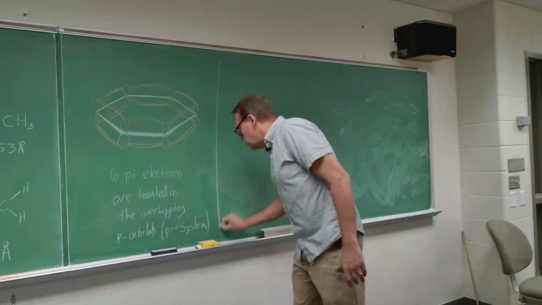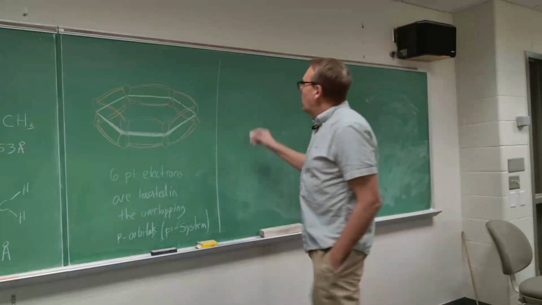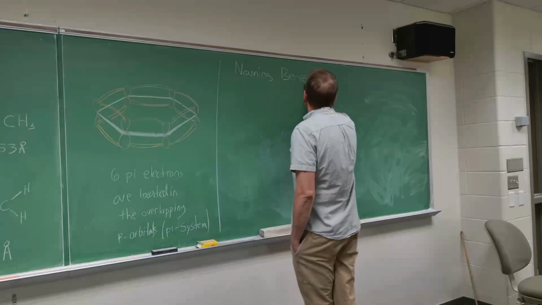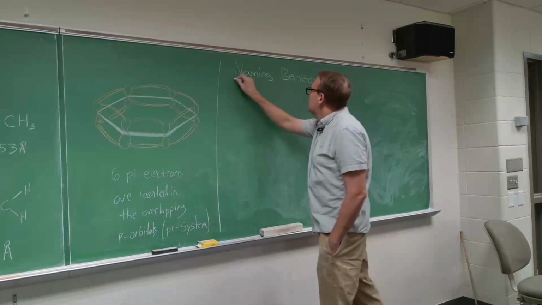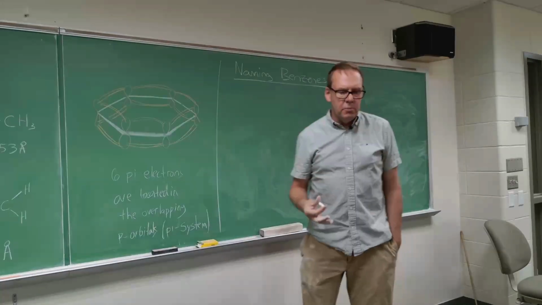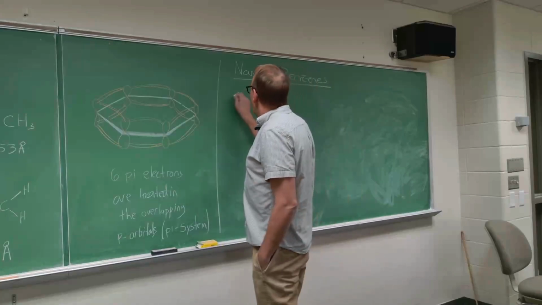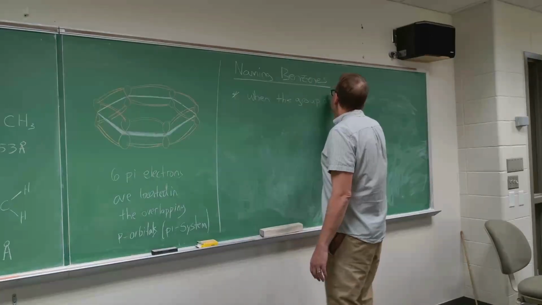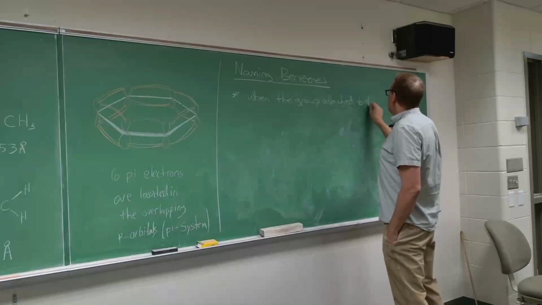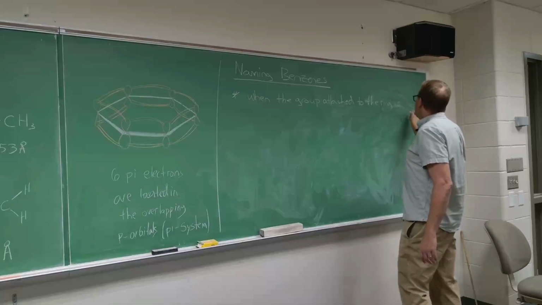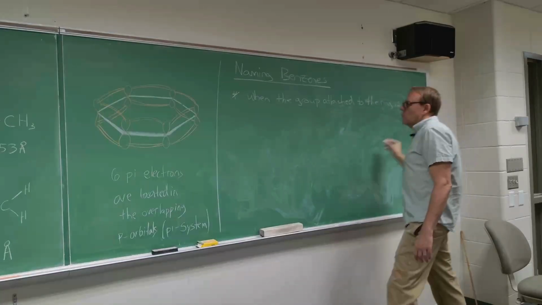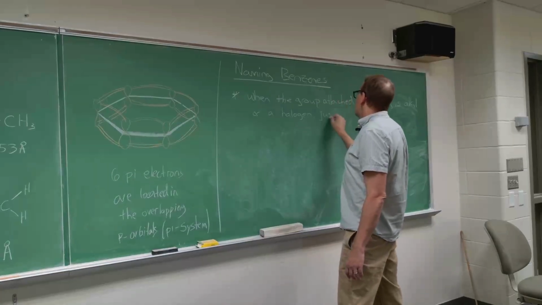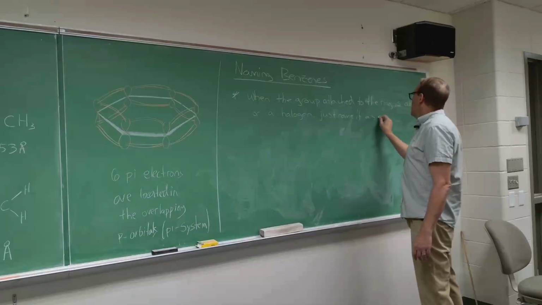So this is about classification of benzene and its neighbors, or its substituents. So naming benzenes, because substituted benzenes are what you really have to name. So there's a bunch of different rules. When the group attached to the ring is alkyl or a halogen, just name it as a substituted benzene.